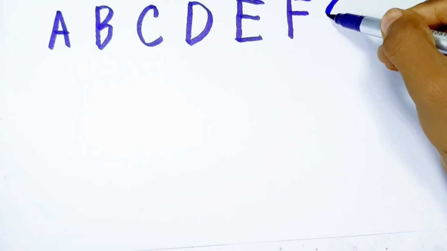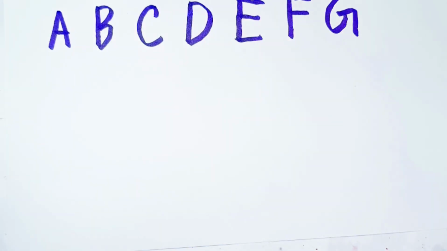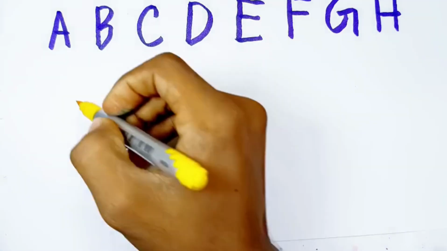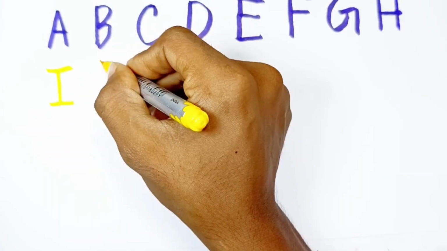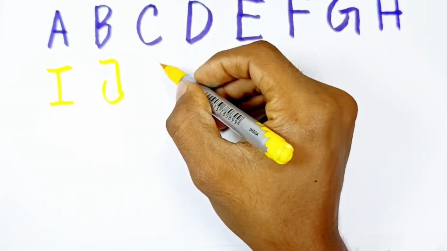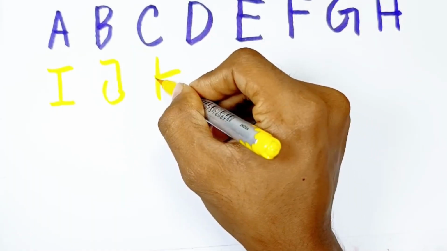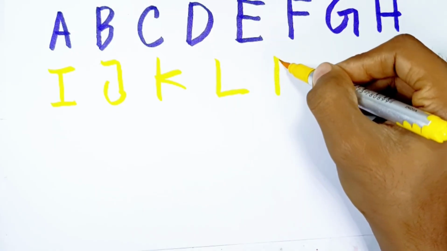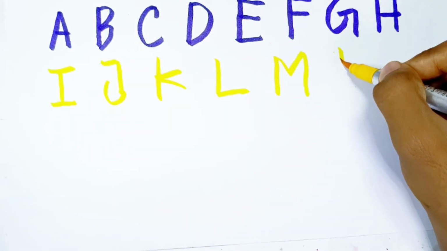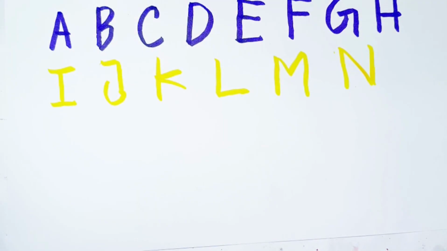F for fish, G for god, H for helicopter. Okay, so now you draw I. I for ice cream, J for joker, K for king, L for lion, M for moon, and N for nose.